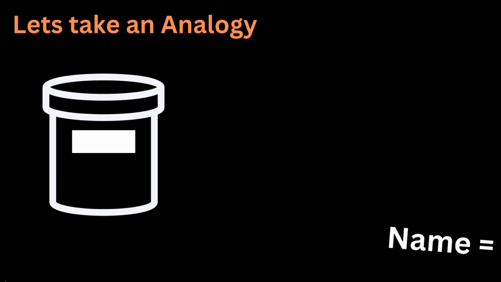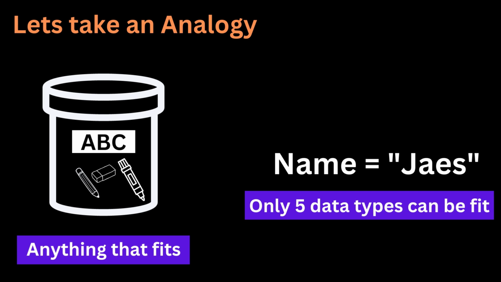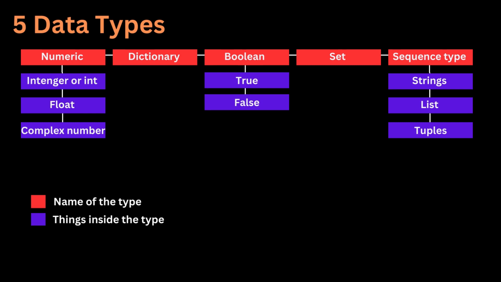Unlike a container, which fits anything, variables can only fit 5 data types, which are numeric, dictionary, boolean, set, and sequence. But for the sake of this video, we will only stick with alphabets and numbers.